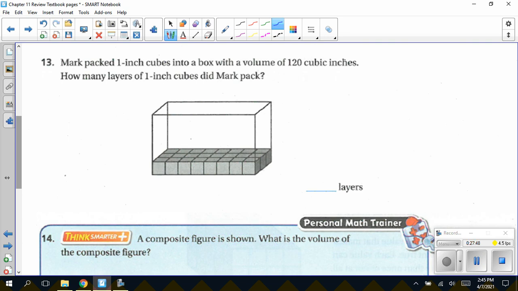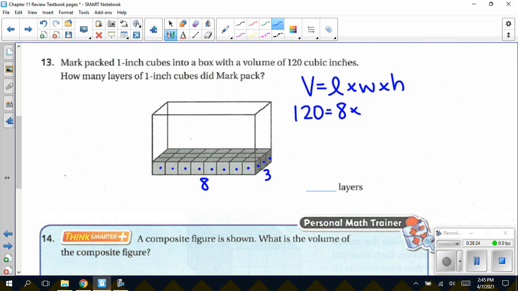Moving on to number 13, Mark packed 1-inch cubes into a box with a volume of 120 cubic inches. How many layers of 1-inch cubes did Mark pack? Well, remember, we are using the formula volume equals length times width times height. We know the volume is 120 cubic inches. We can easily find the length by counting 1, 2, 3, 4, 5, 6, 7, 8 cubes, times, again, we can find that width by counting 1, 2, 3, and the layers is the height.